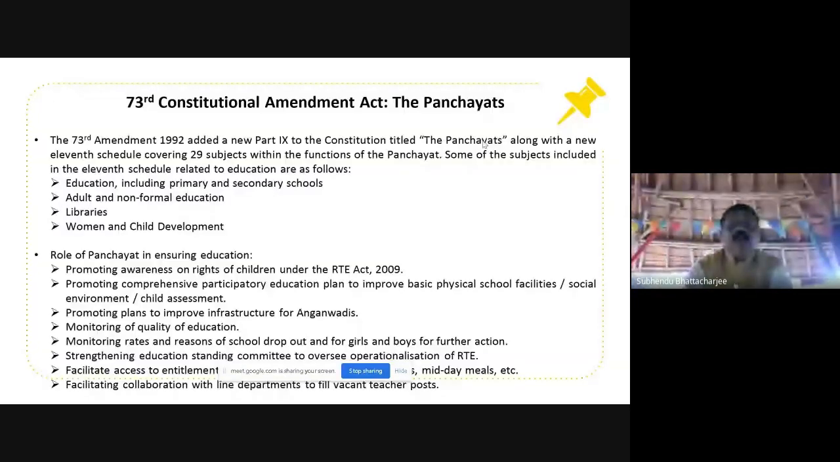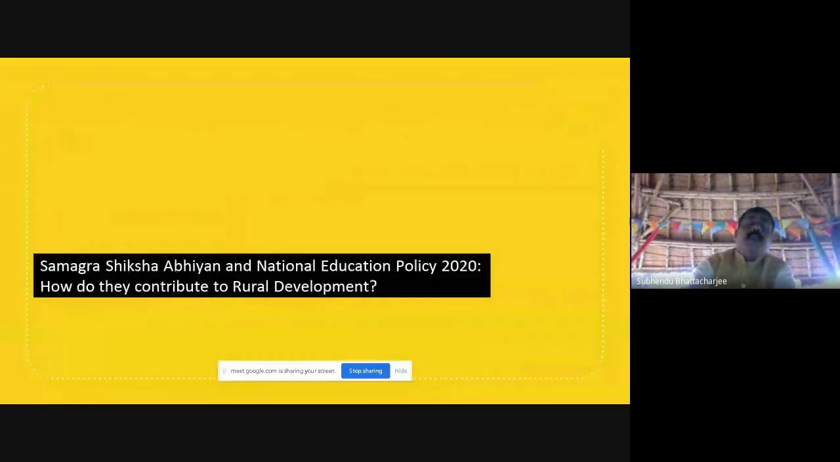Facilitate access to entitlements like midday meals, school uniforms, and other facilities. Facilitating collaboration with the line department to fill vacant teacher posts. Panchayat played a very vital role in reaching out to the education department if there is any vacancy of teachers, school building issues, infrastructural issues. So this way, the 73rd Amendment empowered Panchayat to do all this work in the arena of education.